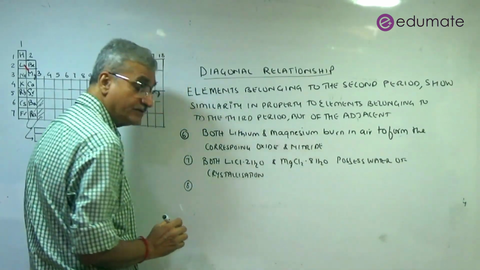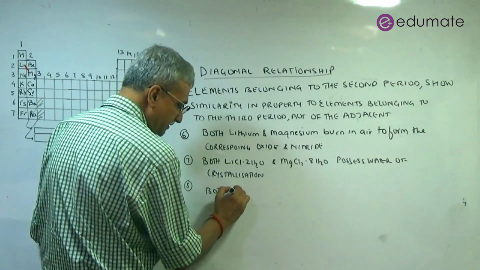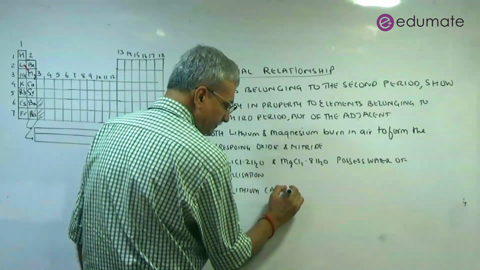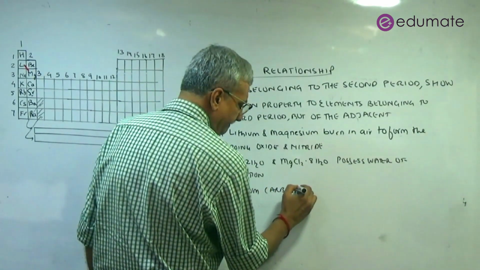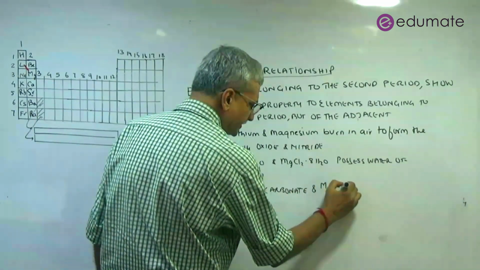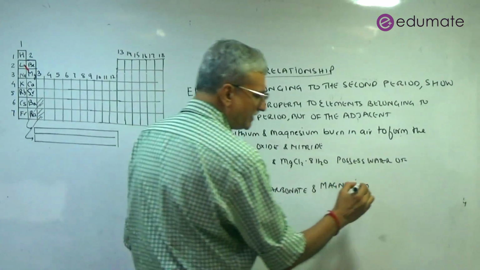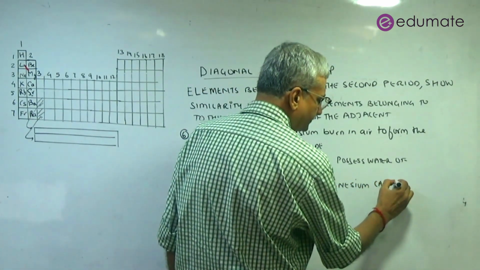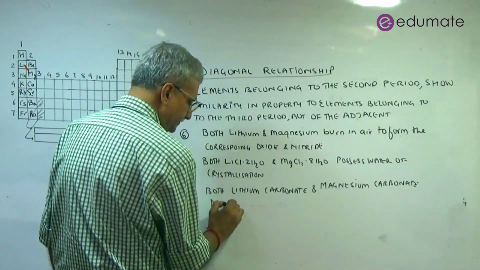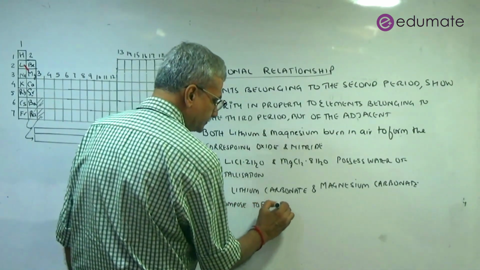Then what we have? Both their carbonates, lithium carbonate and magnesium carbonate, decompose to form oxide.